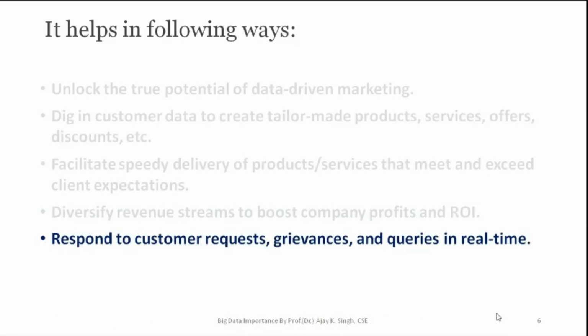Next, respond to customer requests, grievances, and queries in real time. If you are able to do that by using big data, you will benefit. Your requests, grievances, and problems are there. You are going to say that this is not good, this is very bad. By using that analysis, they are going to take your query as feedback, make some amendments in their system, and increase the quality or the services of that particular site. Clear? You are giving some comments, and based on those comments and your feedback, they are going to modify. Clear?